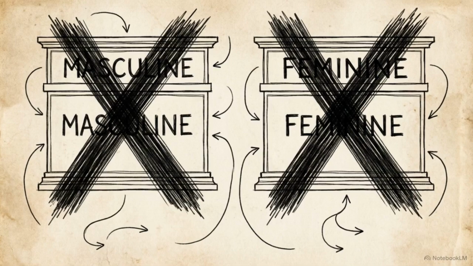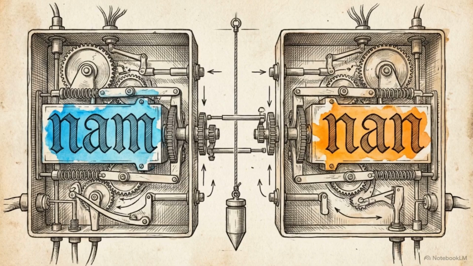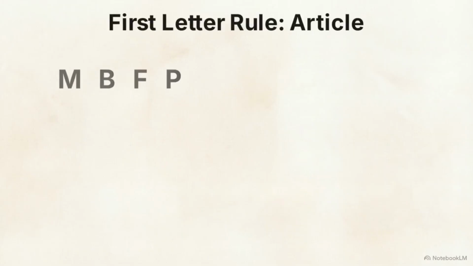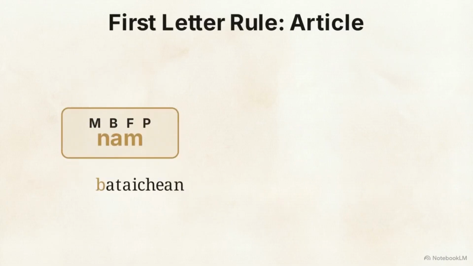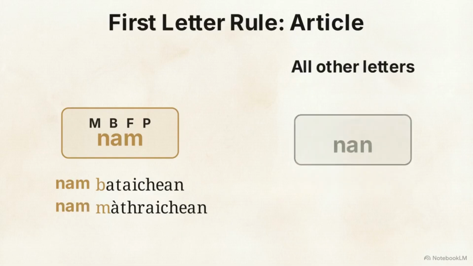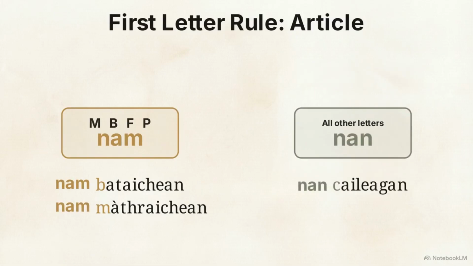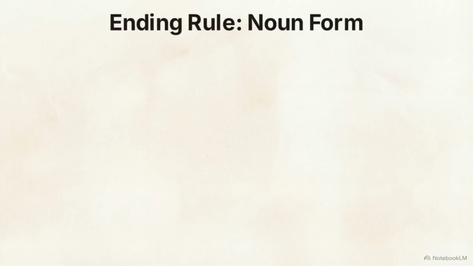In the plural genitive, the system undergoes a major simplification. Grammatical gender ceases to matter completely. The choice of the plural definite article is reduced to a purely phonological binary. You use either nam or nan. The plural article sorts by sound. Nouns starting with labials, M, B, F, or P, drop into the nam bucket, nam batichen, nam mathrichen. All other letters trigger the nan condition, like nan kylichen.